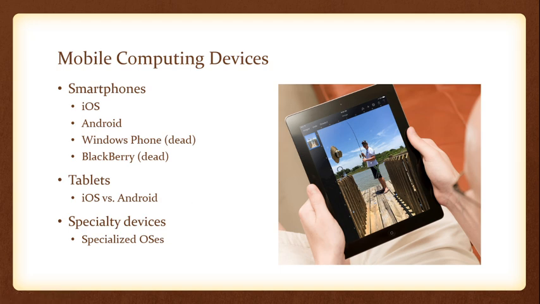The next thing I want to talk about is mobile computing devices. Now, mobile computing devices can be broken down really into three different types. You have smartphones, you have tablets, and you have other specialty devices. And we're going to talk about all of these. Now, smartphones are tiny computers that can use the internet on the go. It's a mobile device, keeps you organized, and you can access data away from your PC.